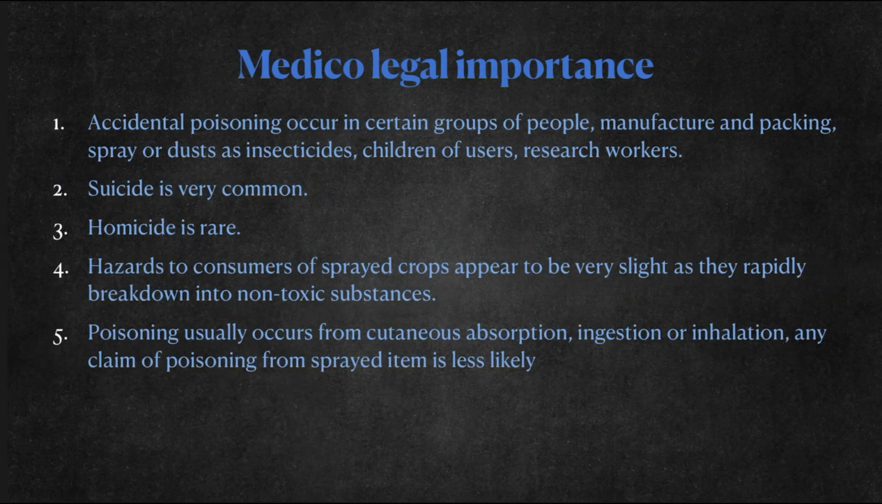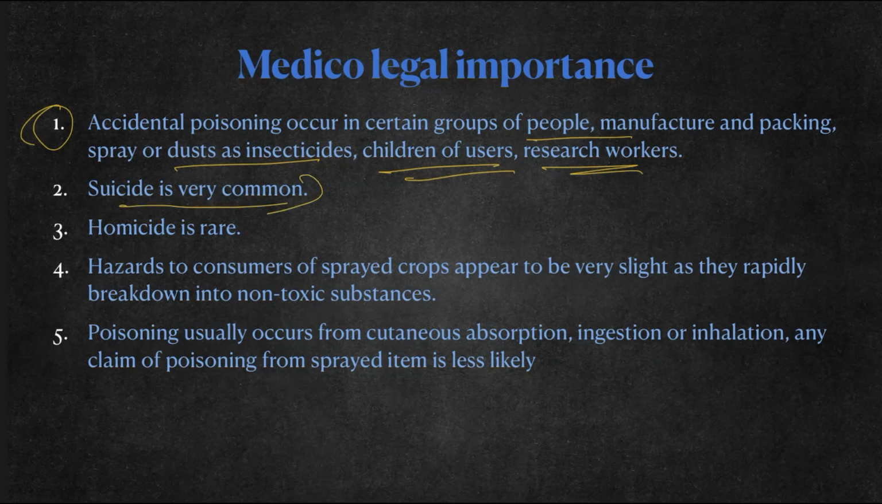Coming to medical importance, accidental poisoning is commonly present mainly in groups who are exposed to manufacturing, packing the insecticides, spraying or dusting of insecticides. Children of users who spray, as they keep the OP compounds openly, may accidentally become poisoned. Some research workers may also get accidentally poisoned. Suicide is very common with organophosphorus compounds, especially in India, where farmers usually commit suicide by organophosphorus compounds. Homicide is rare because it is not pleasant to drink, so homicide is very rare.